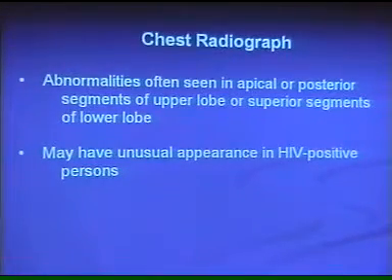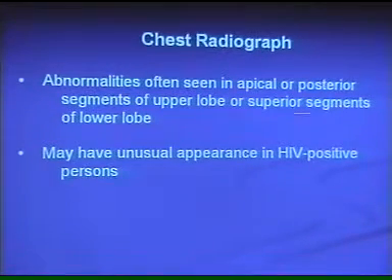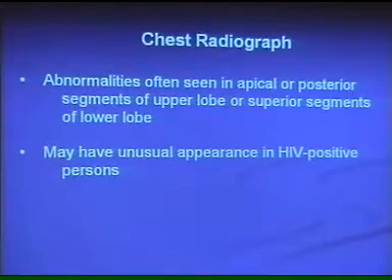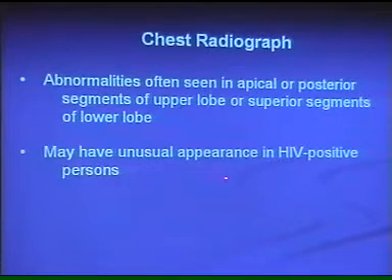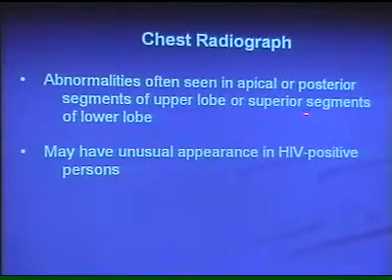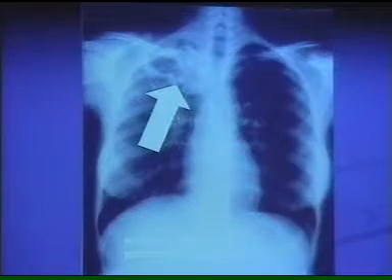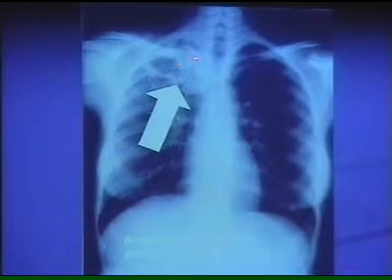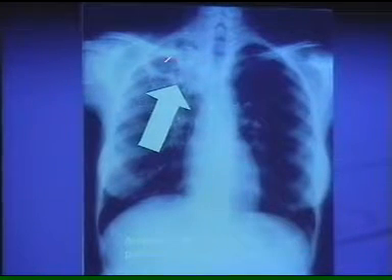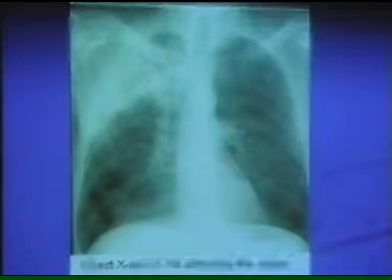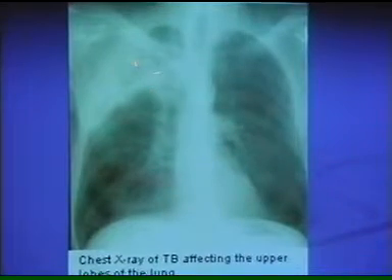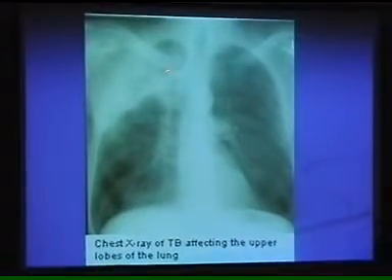Chest radiographs are very important. Abnormalities usually are seen in the apical posterior segments of the upper lobe or the superior segments of the lower lobe, and may have an unusual appearance in an HIV positive person or any patient who has an immunocompromised condition. This is an X-ray showing a typical right upper lobe cavitary, fibrotic and consolidated lesion, typical for tuberculosis. This is another chest X-ray showing right upper lobe consolidation and fibrocystic changes.